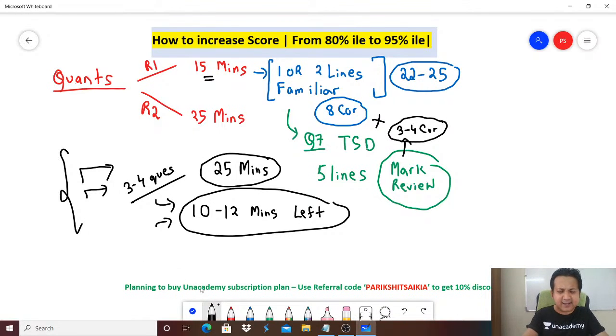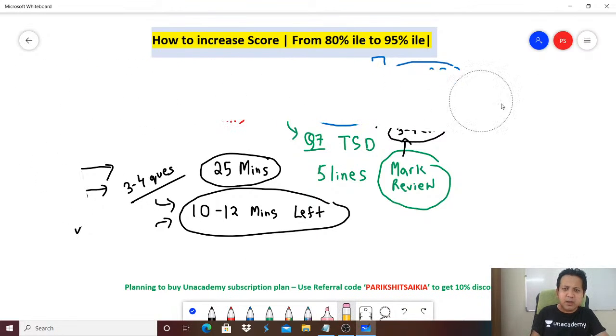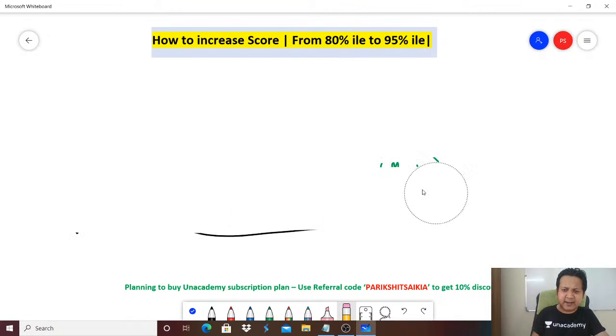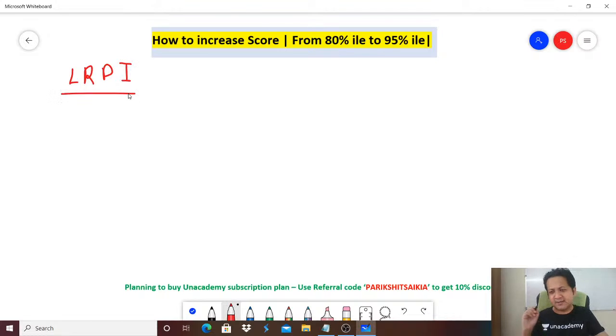Next I will talk about the LRDI section. Now in the LRDI section, unlike quants, where you can definitely expect 1 or 2 liners, in LRDI there are no 1 or 2 liner sets.